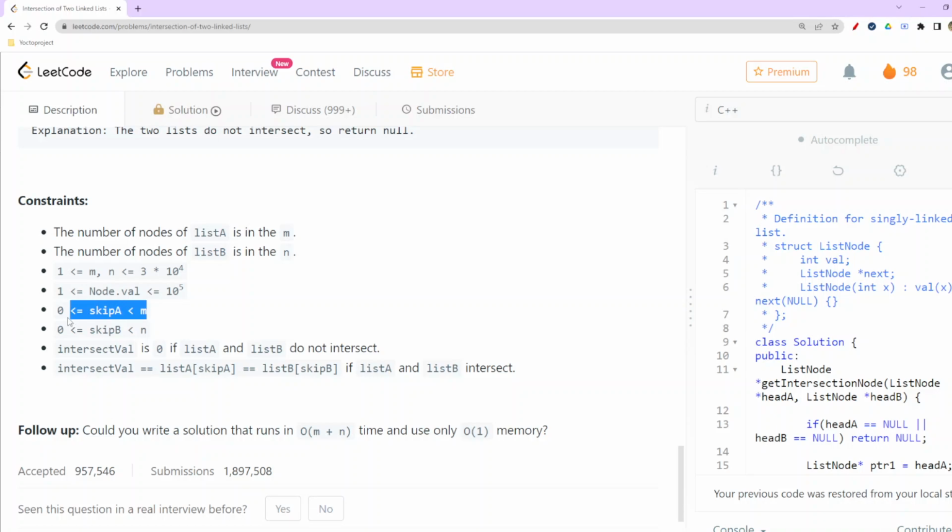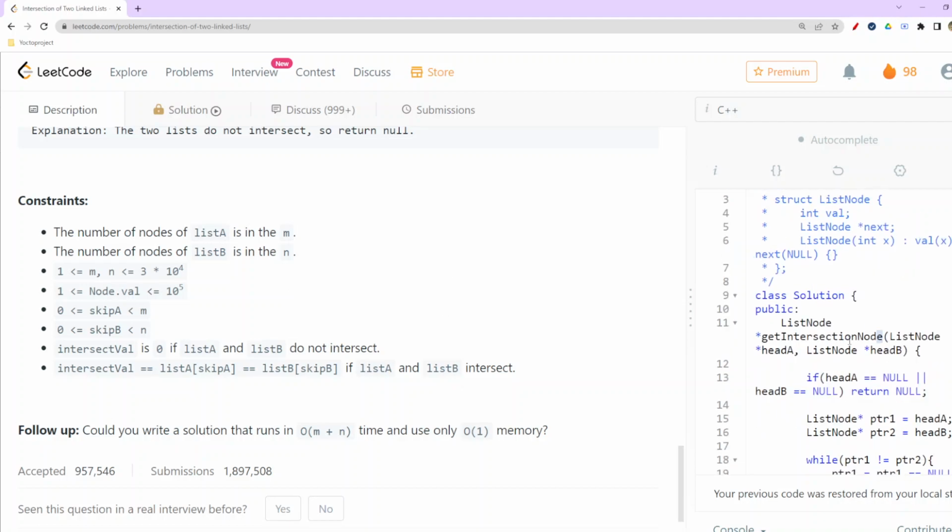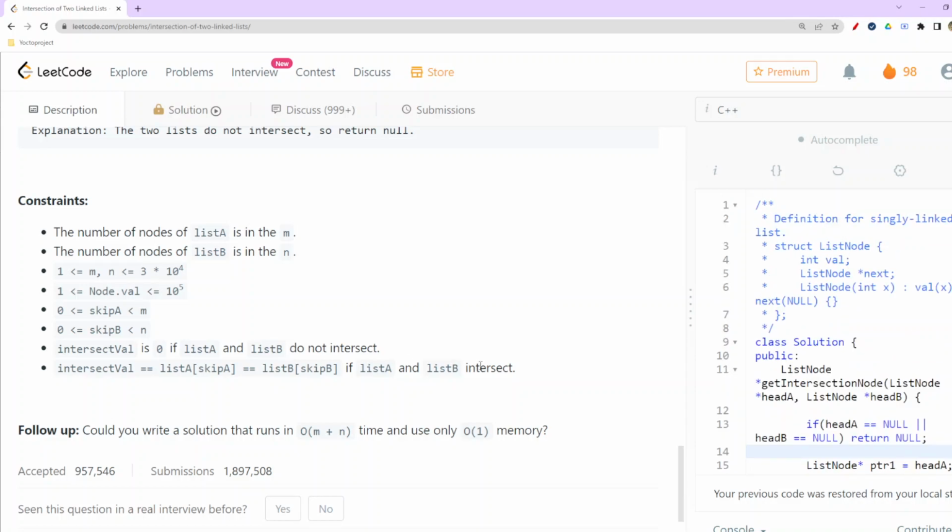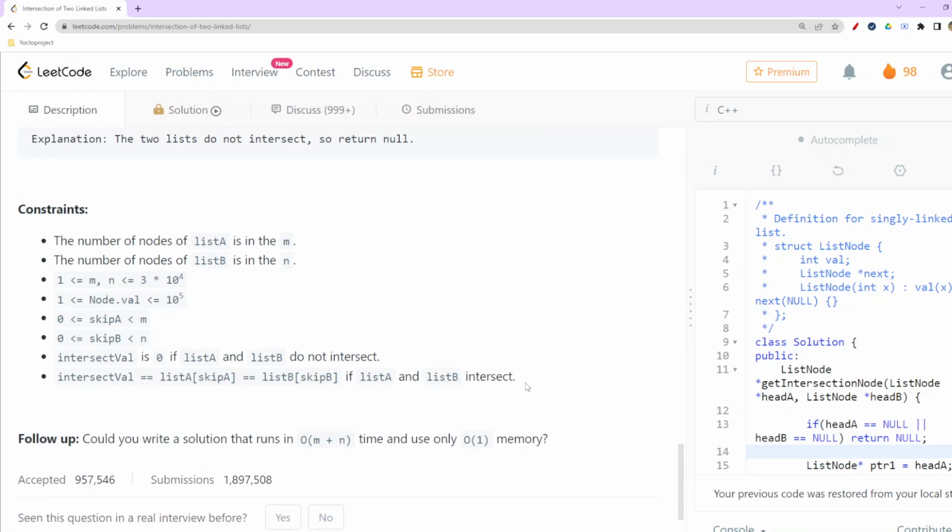Then this one, skipA less than m, skipB less than n. That's according to list A and list B themselves. And intersectVal is 0 if list A and list B do not intersect. I hadn't checked this particular constraint in actual, so I don't know much, but presently, as per our solution, we are not much concerned with it.